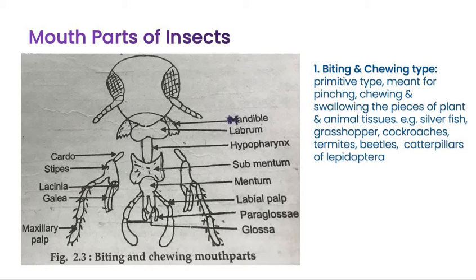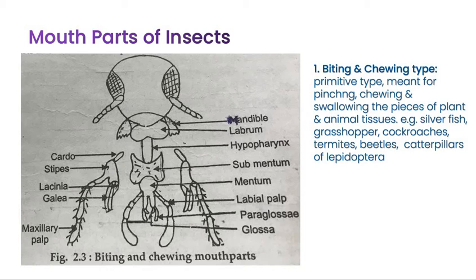Then bugs belong to the order Hemiptera, and some bugs are hematophagous, like the bed bug. Some bugs are phytophagous, meaning they feed on plant fluids or juices, commonly the bark bug or stink bug. So these two categories of mouthparts are adapted for the type of food material.